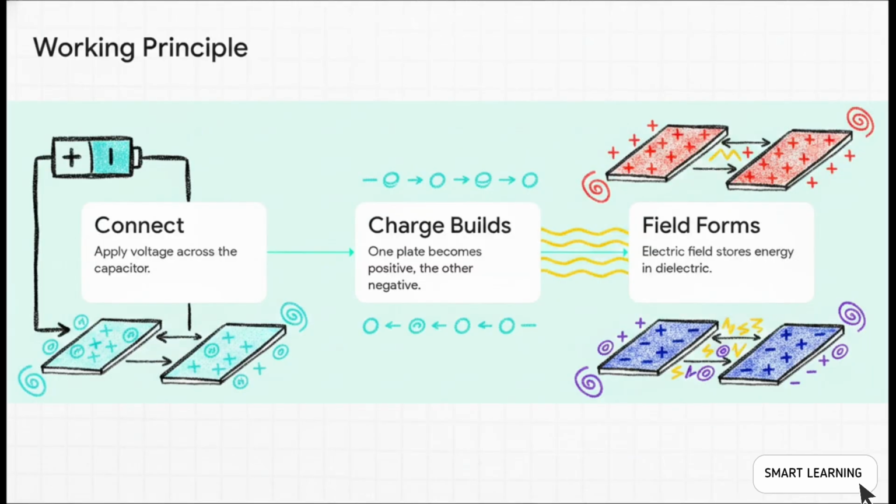The way this actually works in practice is super elegant. When you hook this device up to a voltage source, like a standard battery, electrons start migrating from one plate to the other. This movement causes opposite charges to build up. You get one plate becoming positively charged and the other negatively charged. And because you have these opposing charges facing each other, a strong electric field forms right across that dielectric, locking that electrical energy securely in place.